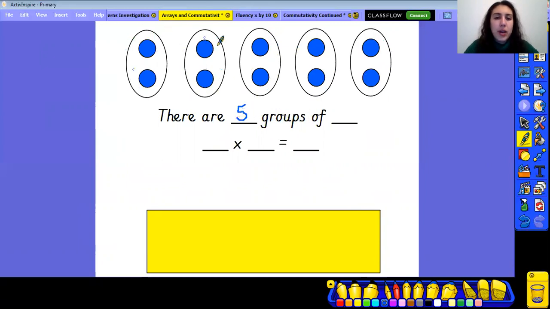Groups of, how many do I have in each group? 1, 2, 1, 2, 1, 2, 1, 2, 1, 2. So I've got 5 groups of 2.